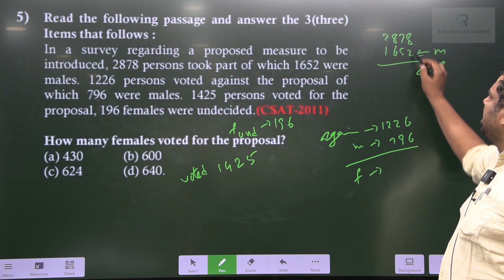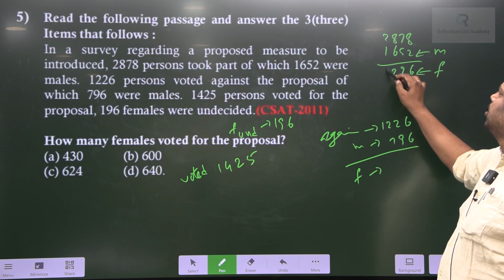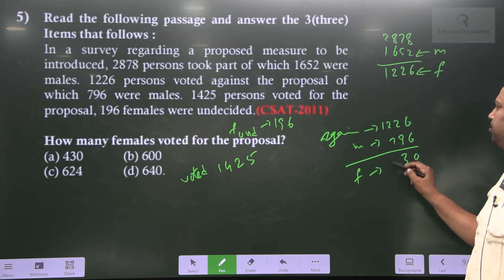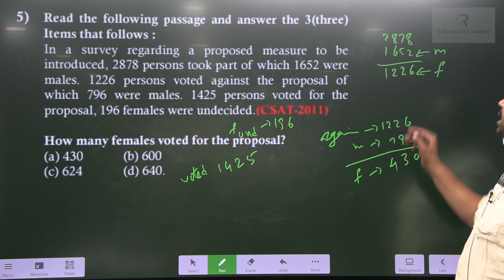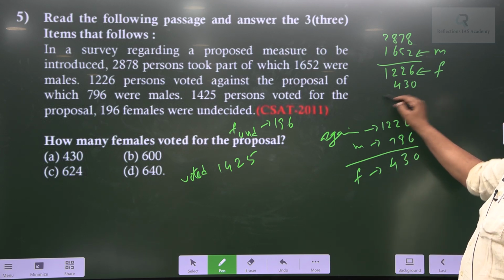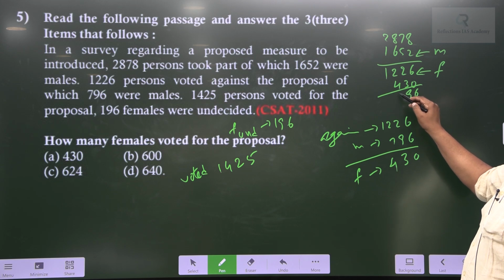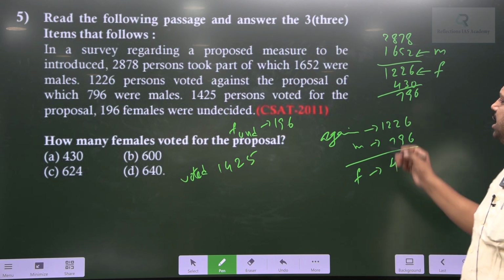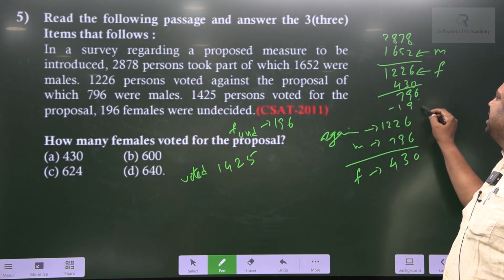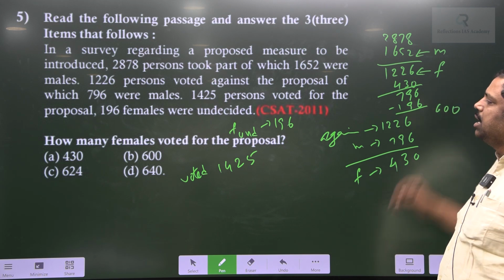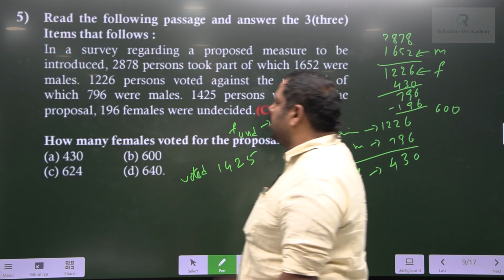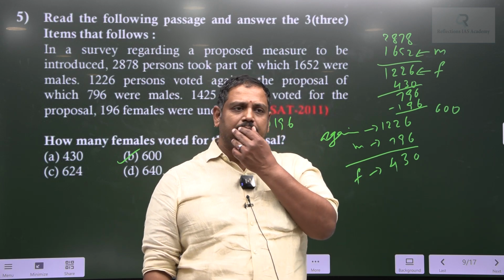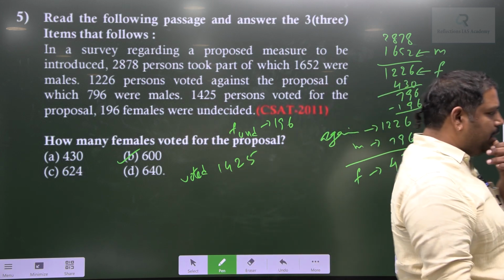So if I calculate total females, 1226. If I subtract 796 males, 430 members are already against. If I remove 430, 796 are left. In that 796, 196 members were undecided. Means the remaining 600 members voted for the proposal. Got it? Can I go to the next one? Yes.